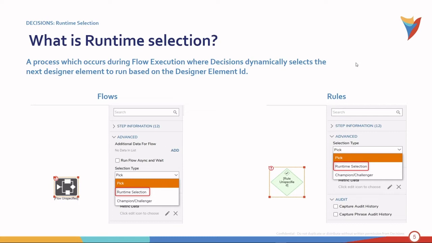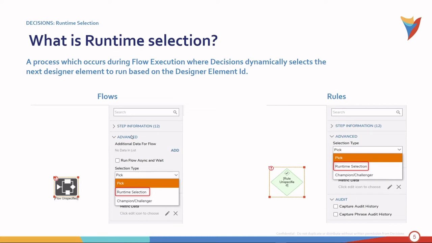So in using runtime selection, maybe you have a process where you're going to connect it to a subflow or run a subflow, but based on the input data, or the selections that are made inside of the previous steps preceding the subflow, you want that particular subflow to run a certain flow. How you do that is by selecting that element ID. And what that element ID is referring to is simply the flow ID, or maybe that rule ID.